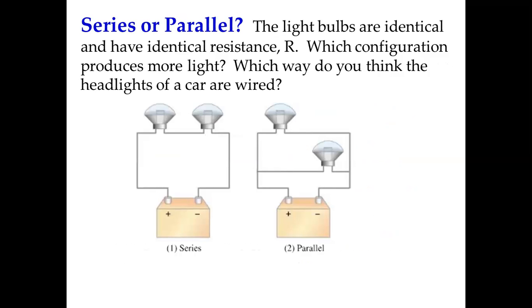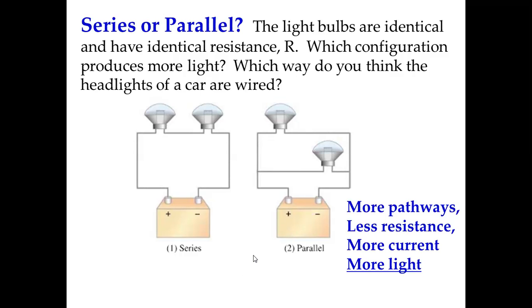Okay, which one should be considered, series or parallel? Light bulbs are identical and have identical resistance, so which configuration produces more light? Which way do you think the headlights of a car are wired? There are two types of circuits given, series and parallel, and the question is which one is a better option. If we have more pathways, there would be less resistance and more current, more light. So we will consider the parallel because it has more pathways and there would be less resistance.